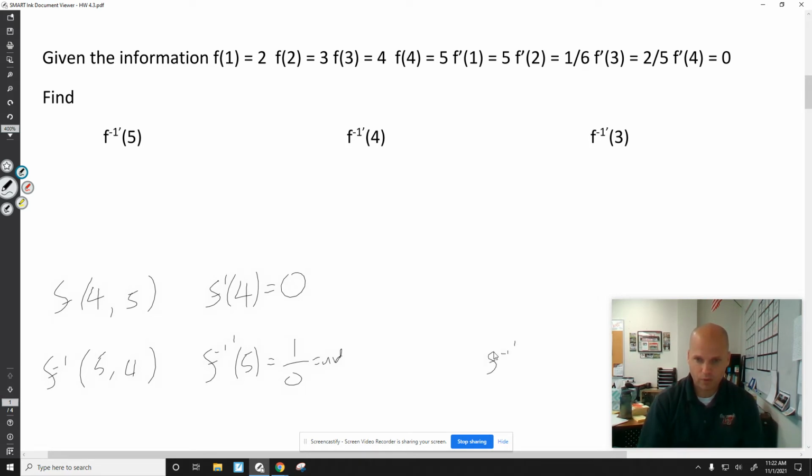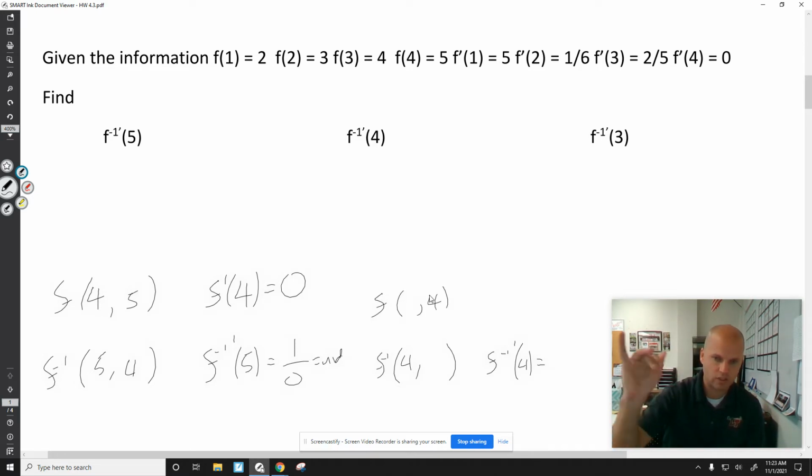F inverse prime of 4. What's that? Well, f inverse, not prime, but f inverse. We're going to focus on the point where its x-coordinate is 4. F has flip-flop points. That's what it means to be inverses. They'll undo each other. Y-coordinate's 4. F of 3 is 4. If I find the derivative at this x-coordinate 3, I get 2/5. The derivative of the inverse function at 4 would be 5/2.